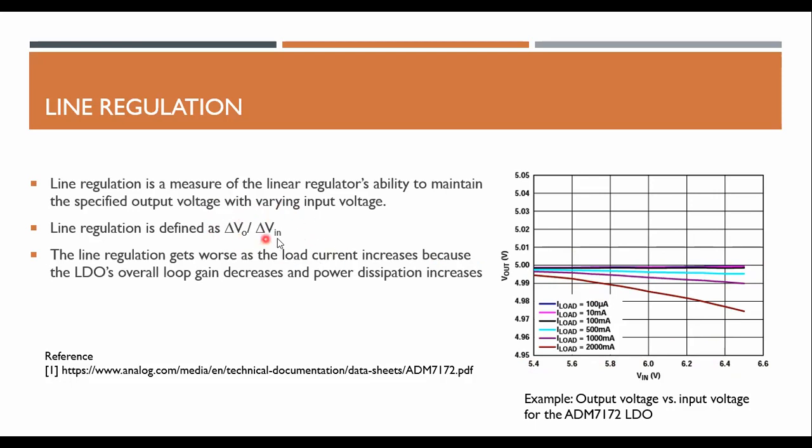That parameter is defined in data sheets. It's the ratio of the change in the output voltage to the change in the input supply. The lower the line regulation, the better. The line regulation can decrease with the increase of the load current, right? It will get worse.